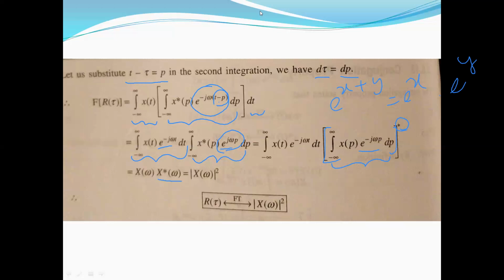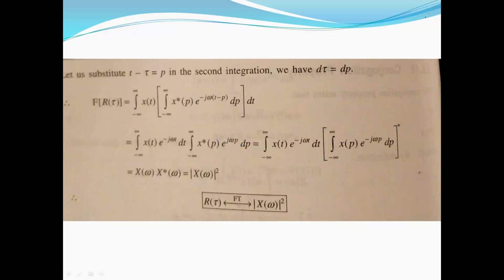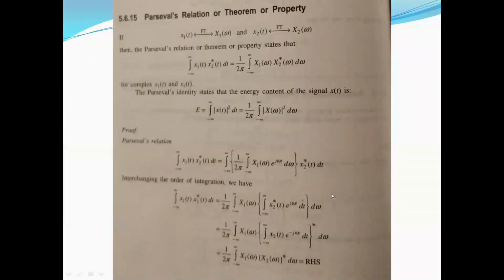So this is x star omega. You know that x omega into x star omega, whenever a conjugate and a complex function are multiplied, becomes mod x of omega square. So that is the proof for the property called the autocorrelation property.